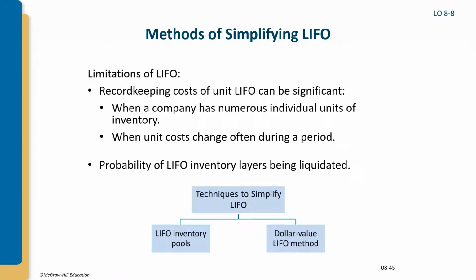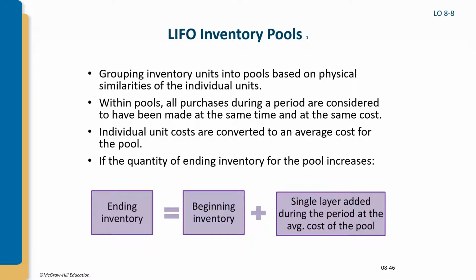Okay, our final area, simplifying LIFO. The limitations of LIFO: record-keeping costs are very significant when a company has numerous individual units of inventory, like Walmart, think of that, and they use LIFO. Also, when unit costs change often during a period, there's the probability of LIFO inventory layers being liquidated. Whoa, what's that? Let's take a look.